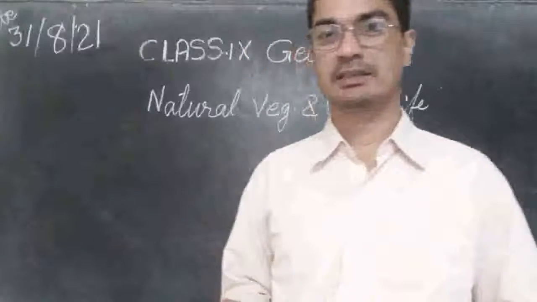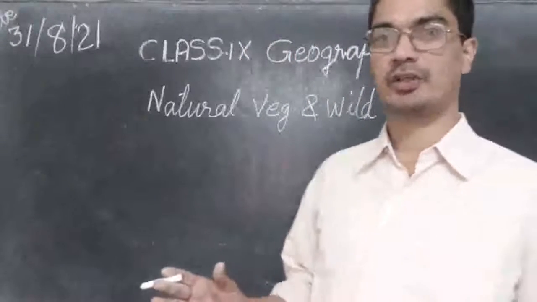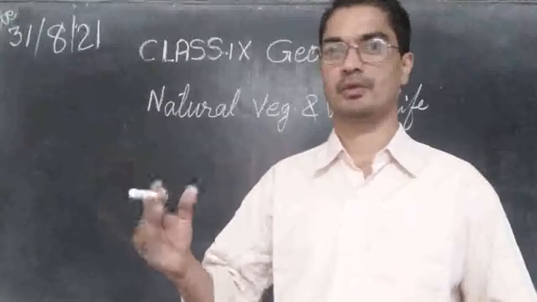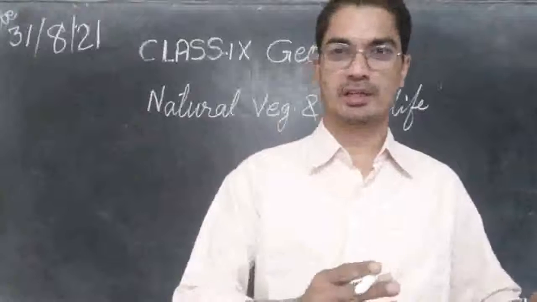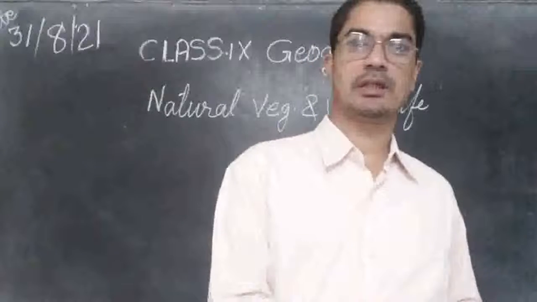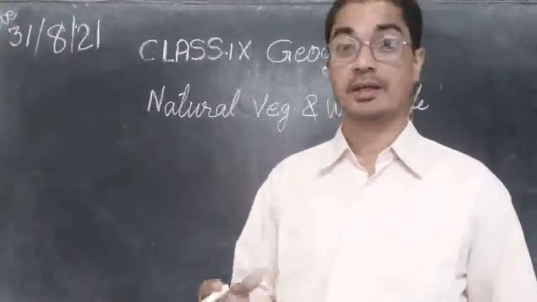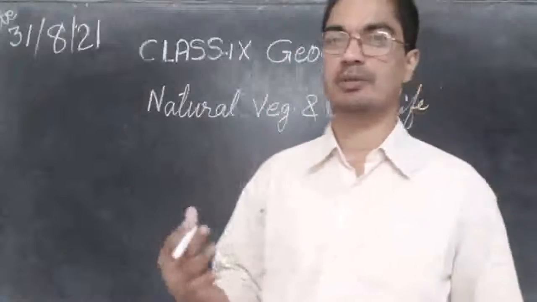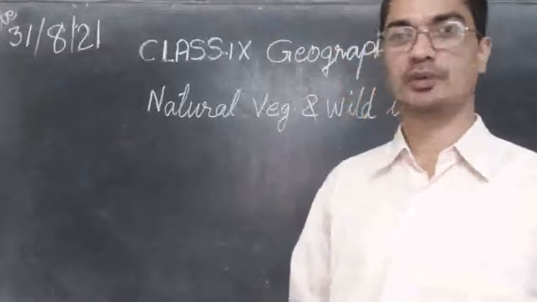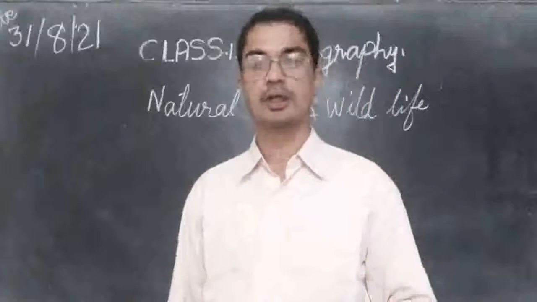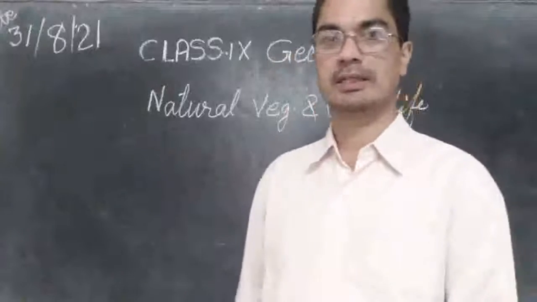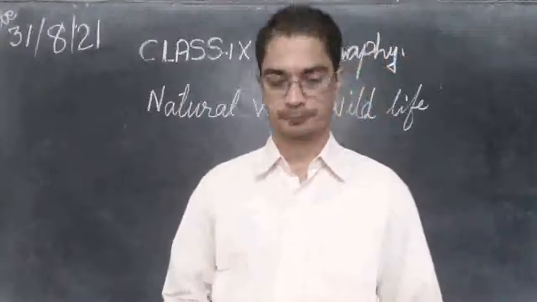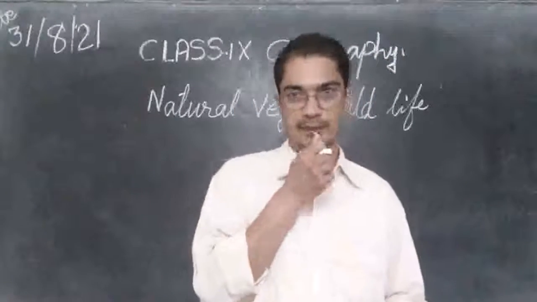So we shall study in this lesson about the natural vegetation. Natural vegetation means the trees that are growing naturally, not the vegetables that we are cultivating or the trees that we are planting, but the natural vegetation. That means the forest and the animals that are growing in the forest. That is what we are going to see. So you can take your textbook, lesson number 5, page number 42, geography.